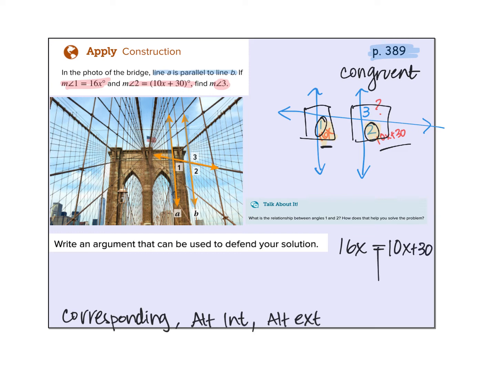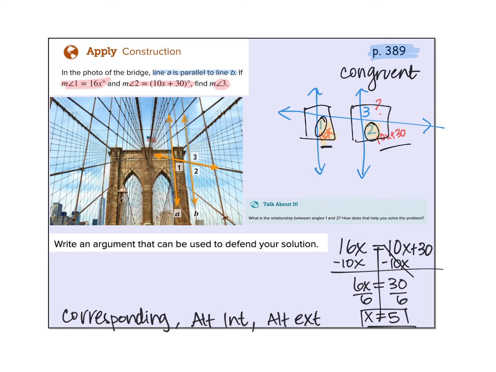Now again, you can fit this wherever you want. Let's go ahead and try to solve it. So draw your line down. I'm going to start by taking 10x away from both sides. I end up with 6x equals 30. Okay, my last step is I'm going to divide by 6. So I end up with x equals 5.